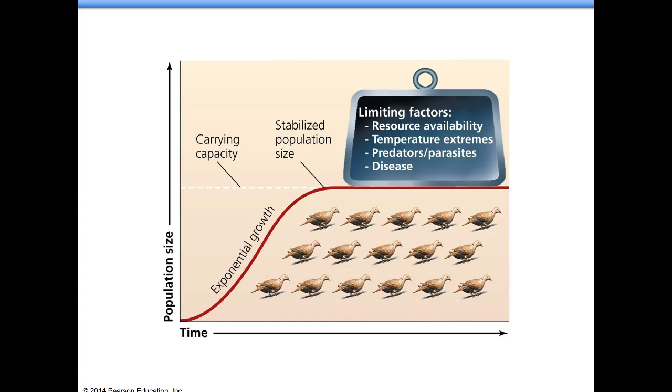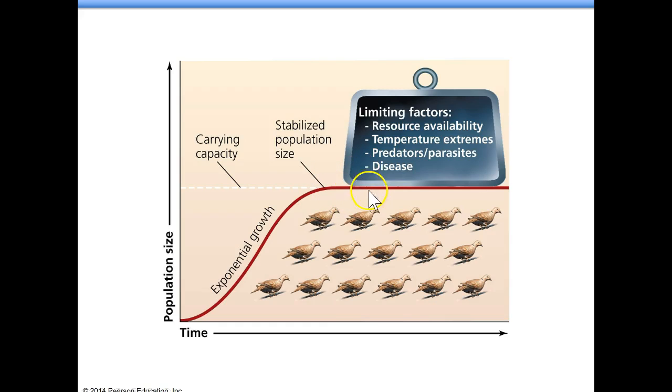They've reached exponential growth. They're going really well, but the population size now, look at this. This is getting huge. And now the resources that are available, they're just not going to be able to support these birds. Or maybe there's temperature extremes or predators or parasites. If they've eaten all of their resources, then they're susceptible to disease. And now this population starts to level off.